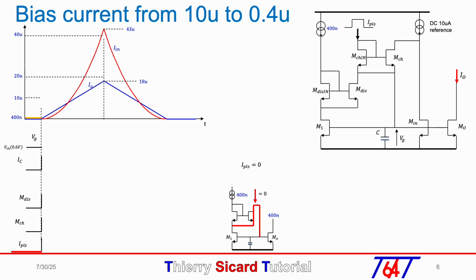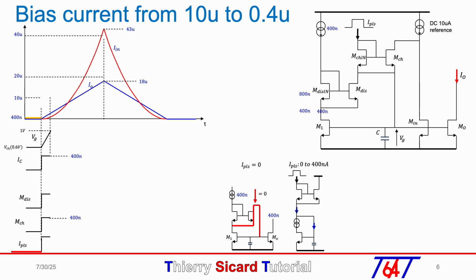M1 then drives the 400 nanoamp. M1 and M0 form a current mirror, so the output current I out equals 400 nanoamp. Then, when I pulse goes from 0 to 400 nanoamp, when IPLS is set to 400 nanoamp, the mirror current MCH in and MCH produce 800 nanoamp from both sources. MDIS pulls 400 nanoamp down.